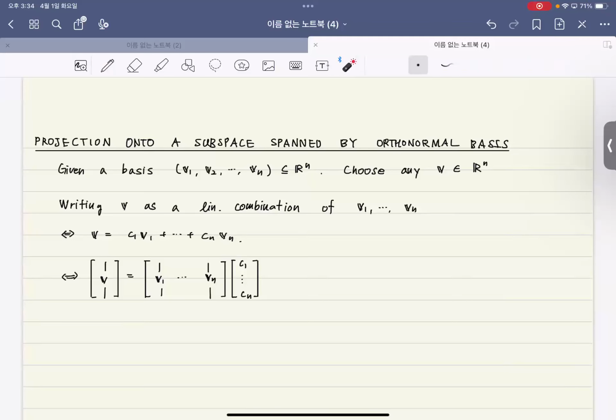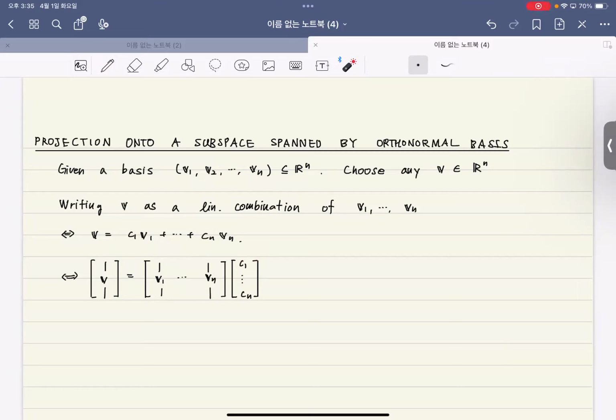To find each of these coefficients, you will need to solve this system of equations. This is a system of n equations and n unknowns. Because we are assuming these vectors are linearly independent, this is a full rank matrix, so it must be invertible. So you can find exactly one unique solution, and the solution is these numbers.